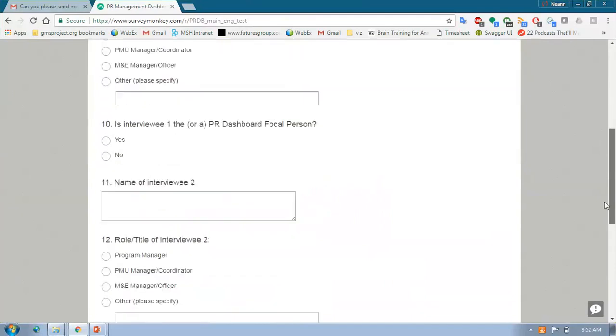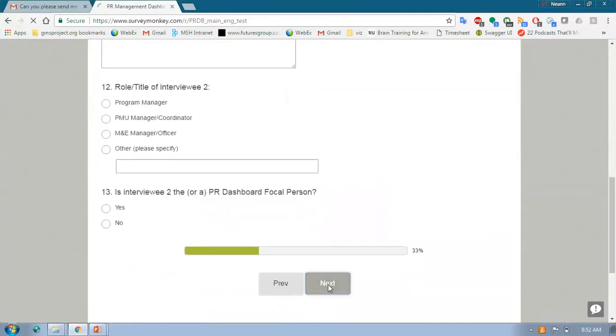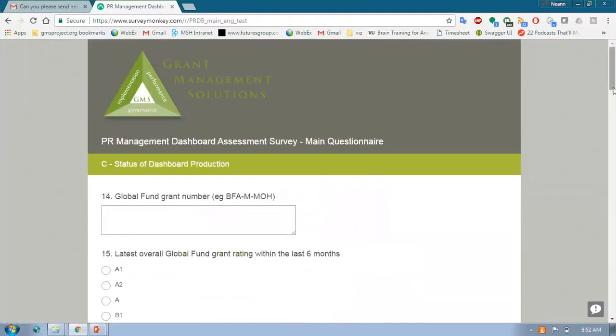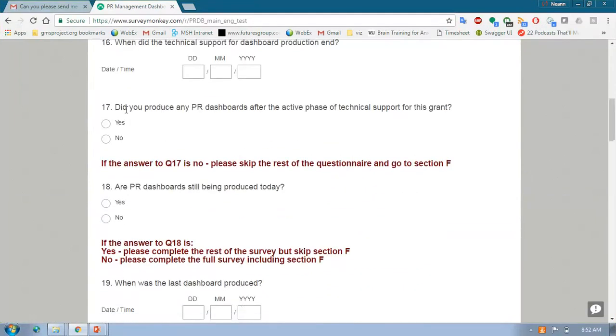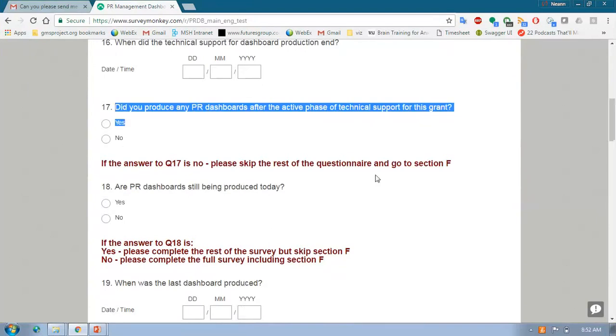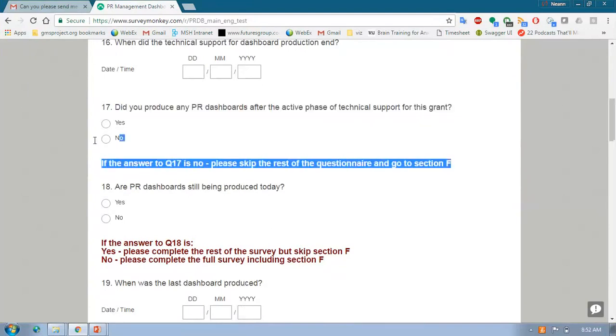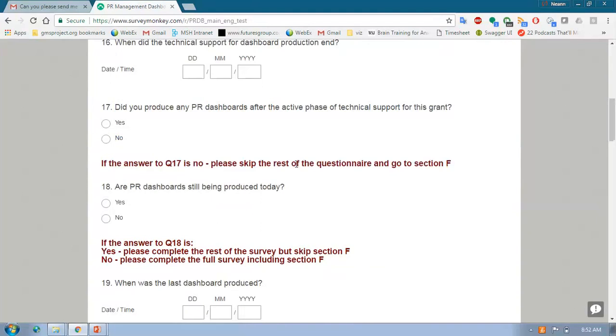So let's go on to another type of question, which is a scale question. But let's see question 17 first before we go there, because I want you to look at this question. This is a question which tells you to skip to section F. Did the PR produce any dashboards after the active phase of technical support for this grant? So after the TA, did the PR produce any more dashboards on their own? If the answer to this is yes, then you continue with the questionnaire. If no, then you go to section F. So question 17 is important to know.